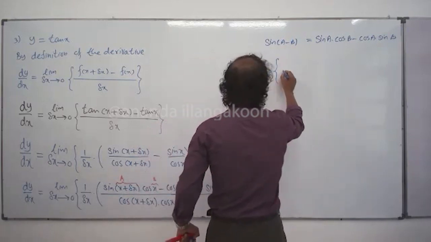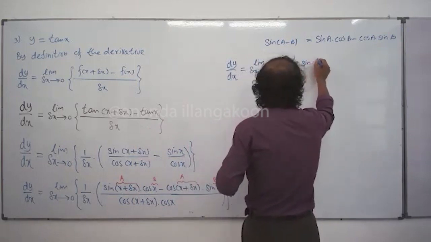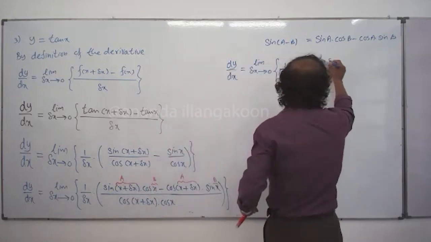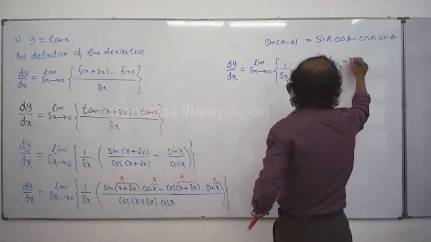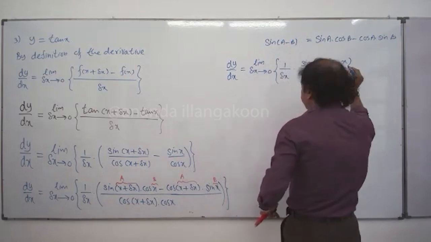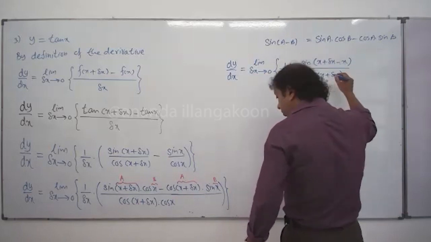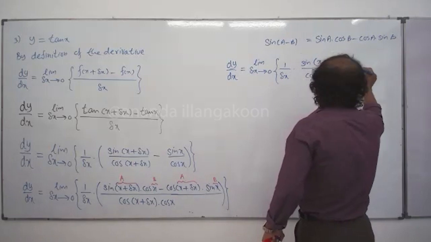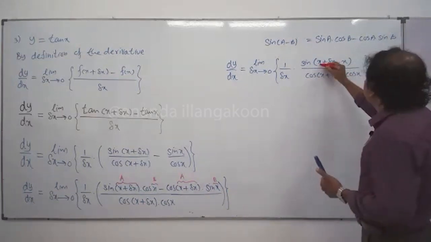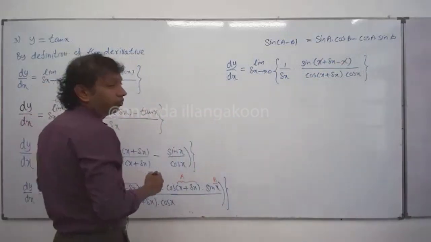So then I can write, people, dy by dx is equal to limit delta x going to 0, 1 upon delta x, right? The numerator is going to be sin of A minus B, x plus delta x minus x, right? A is your x plus delta x, B is your x, divided by what? Cos of x plus delta x into cos x. Right? This and this you can cancel down. Then we get, people, what?